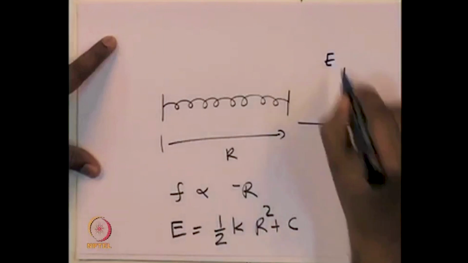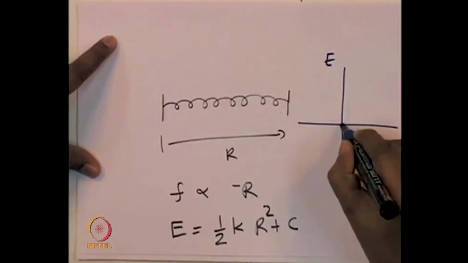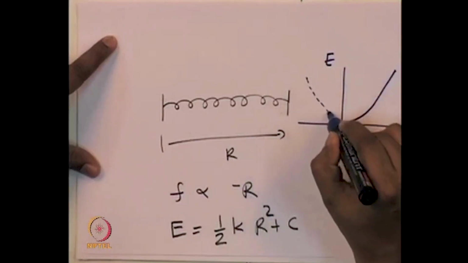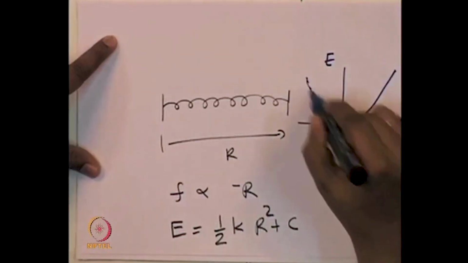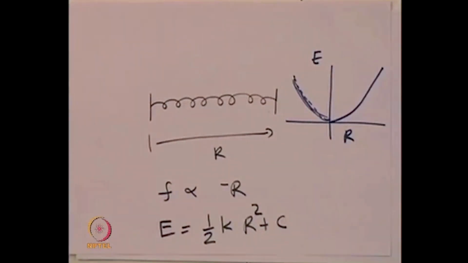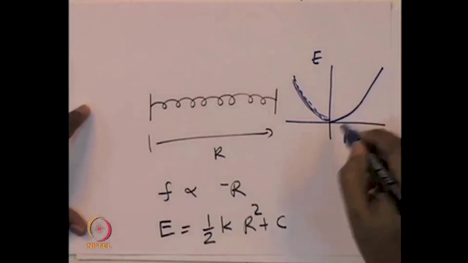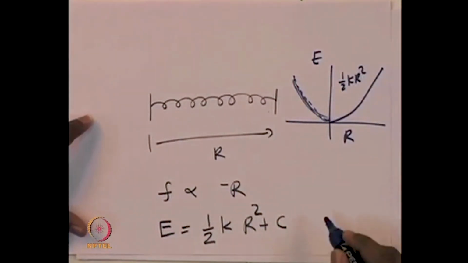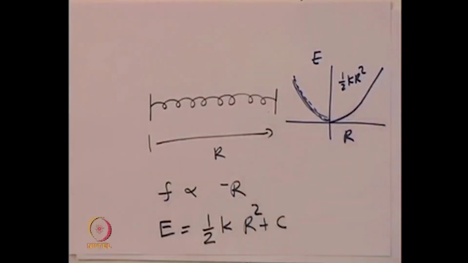So now let us quickly plot this and get a feeling for this plot. So let us have a plot here. Let us plot energy versus r. So you will get a parabola, half k r square. I am not plotting the left hand side because in this case r is only positive for a spring. Now even if you add a constant to this, the shape of this curve will not change.